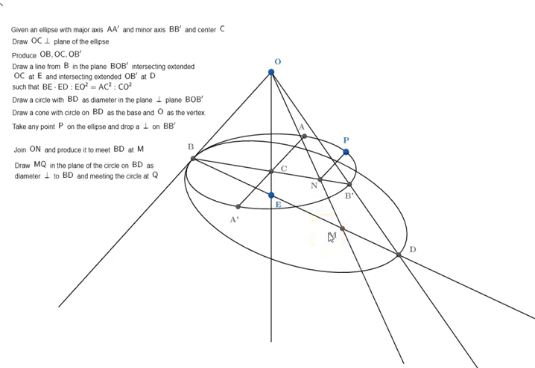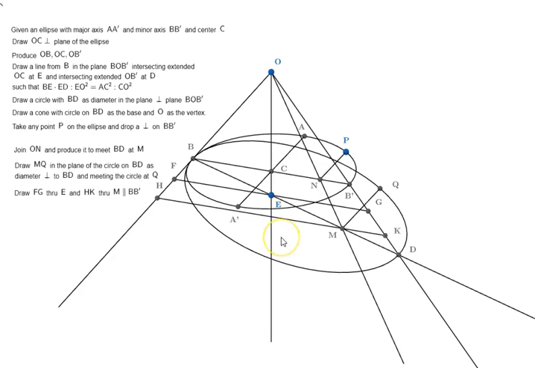Draw MQ in the plane of the circle on BD as diameter, perpendicular to BD and meeting the circle at Q. So what this means is we draw a perpendicular from BD to the circle on BD and we mark the point at which it touches the circle as Q. Draw a line through E parallel to BB prime, and let's mark these points as F and G. Similarly, we draw a line HK through M parallel to BB prime. So let's mark this as H and this as K.